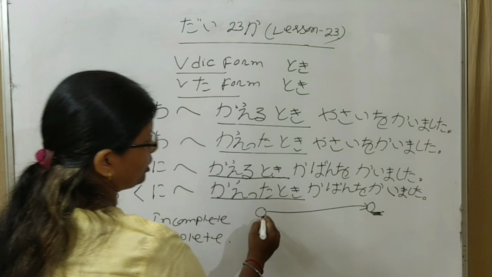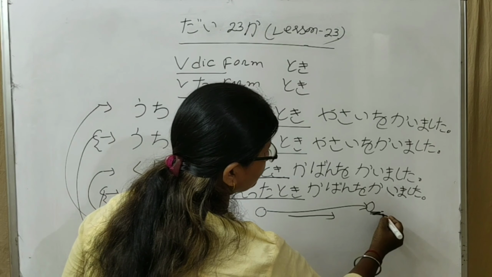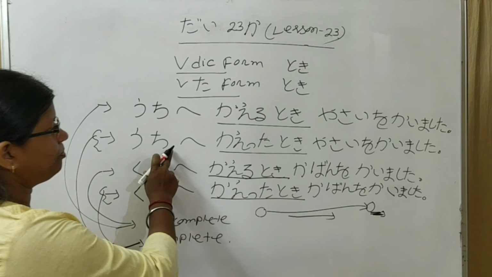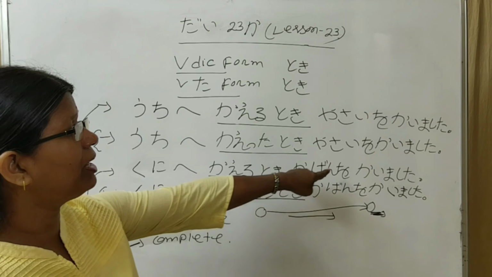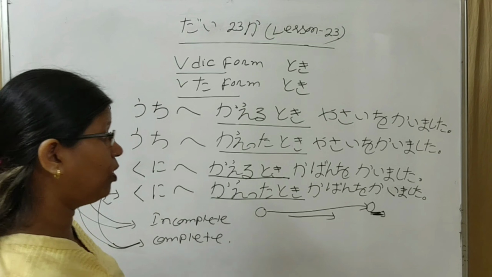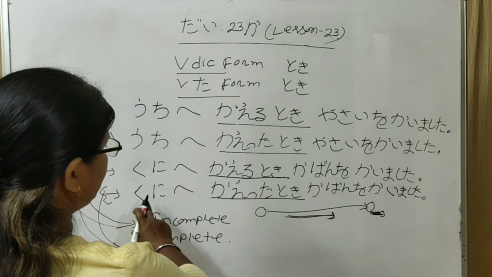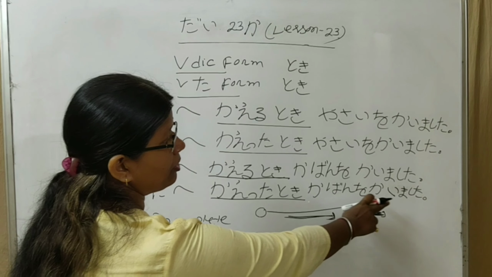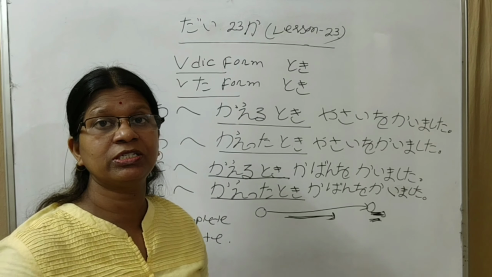So khaeru toki, it is on the way here. And khaeta toki, it is here. Already you reached home. Next. Kuni e khaeru toki kaban o kaimashita. When you return to the country, on the way you purchase the bag. But kuni e khaeta toki kaban o kaimashita. It means reach the country, then purchase the bag.